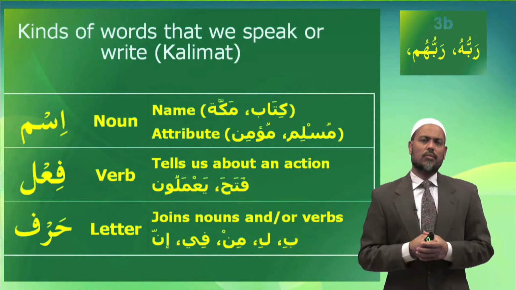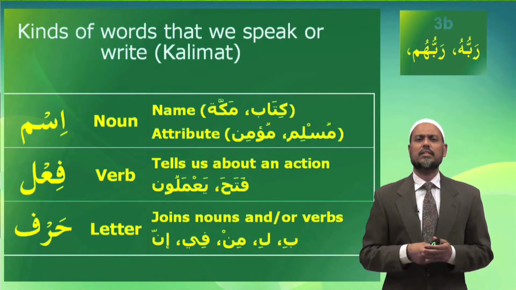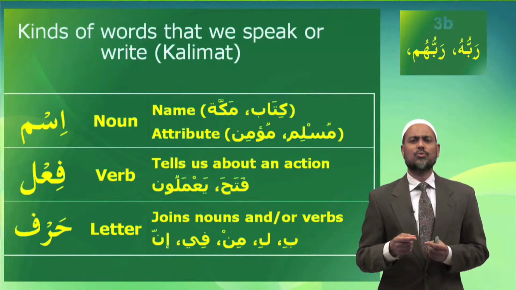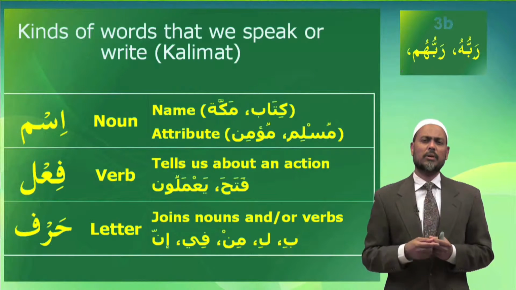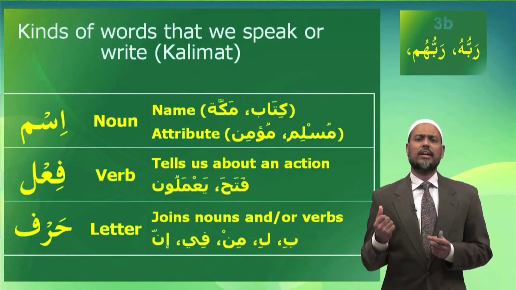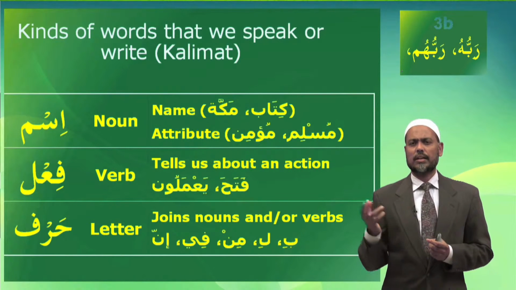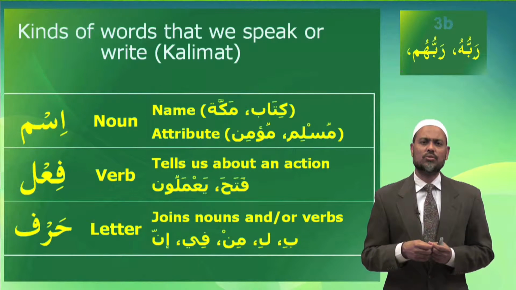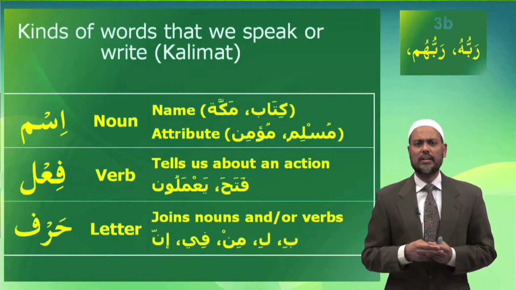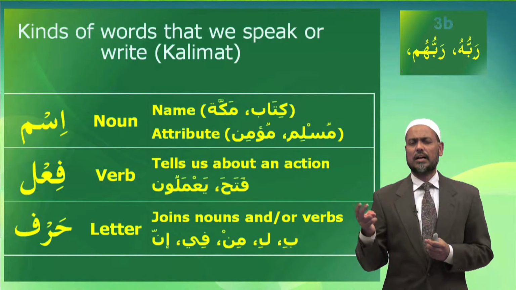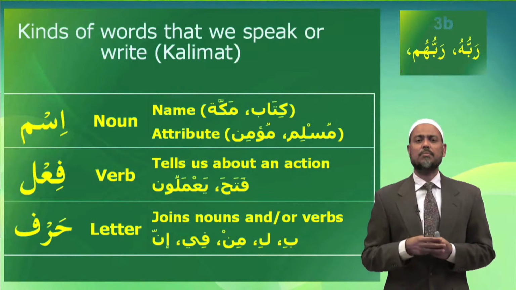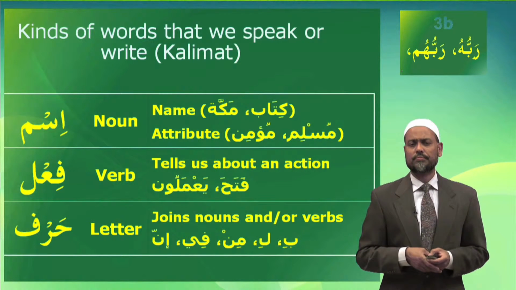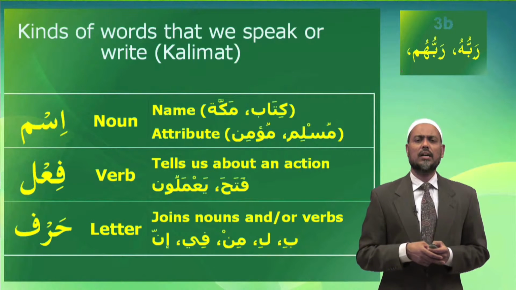We have learned in the last lesson that there are 3 types of words in Arabic. The first is ism, noun, which is used for names like book or Makkah or city, and also for attributes like Muslim, Mu'min. These are attributes and they are also classified under ism or nouns. Second type is verb or fi'l, which tells us about an action like fataha, ya'malun and so on. And the third type is harf or letter, which joins nouns and verbs like bi, fi, min, ala, inna and so on.